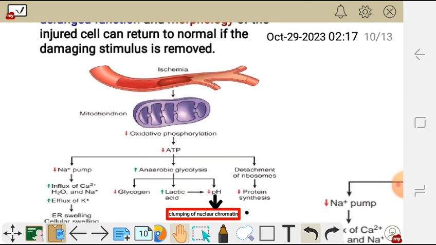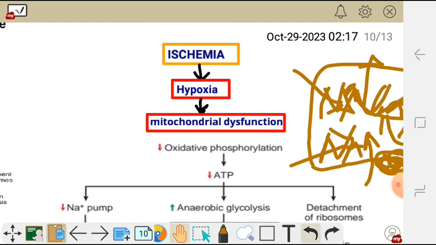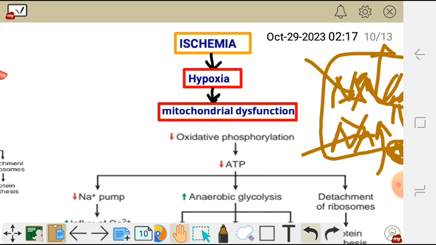In the first place, I mentioned that ischemia is one of the causes. Hypoxia is one of the causes of cell injury, and hypoxia is caused by ischemia, obstruction of arteries. So blood supply to the tissue is reduced, hence hypoxia. We know that mitochondria are sensitive to oxygen. Once the oxygen levels are reduced, mitochondria will be dysfunctional. So we're going to have mitochondrial dysfunction.